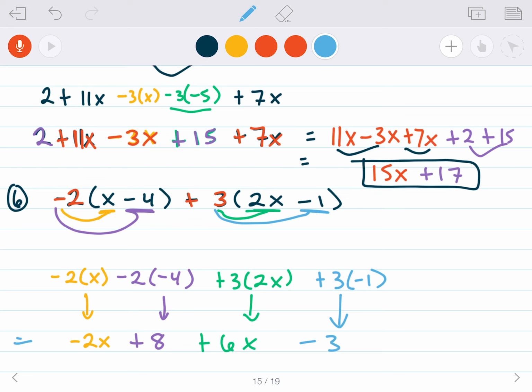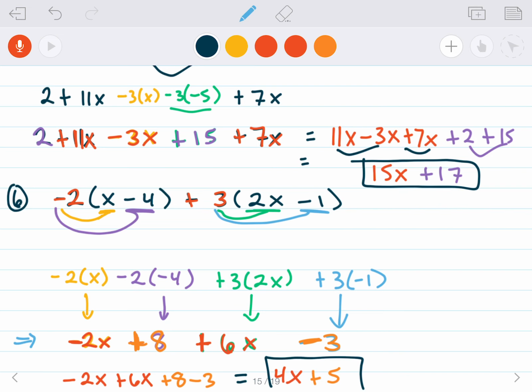All right, cool. So we're at this point right here. Let's label our like terms. We have some x's. We have a negative 2x, and we have a positive 6x. And then for our constants, we have a positive 8, and we have a negative 3. So let's rewrite. We have negative 2x next to a positive 6x. Then we have a positive 8 next to a negative 3. Combining the x's, negative 2 plus 6 gives us a positive 4x, and a positive 8 minus 3 is a positive 5. And that is our final simplified answer.